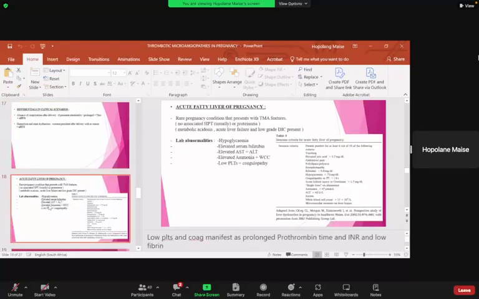Just to touch briefly on acute fatty liver of pregnancy, it is a rare pregnancy condition that presents with thrombotic microangiopathic features, usually not associated with hypertension or proteinuria, but does have metabolic acidosis, acute liver failure, and low-grade DIC. So laboratory abnormalities that can be seen are hypoglycemia, elevated serum bilirubin, elevated AST and ALT, elevated ammonia and white cell count with low platelets and coagulopathy.